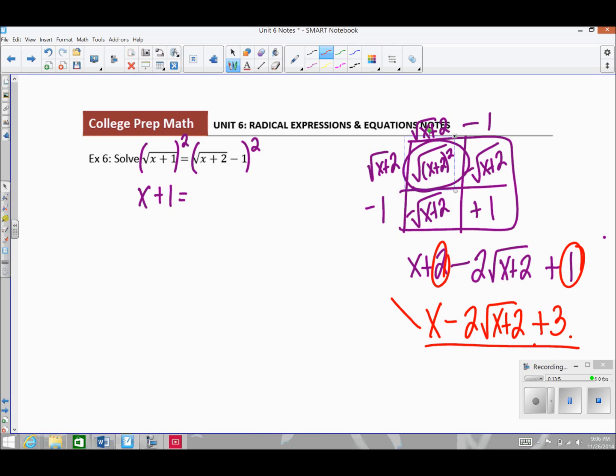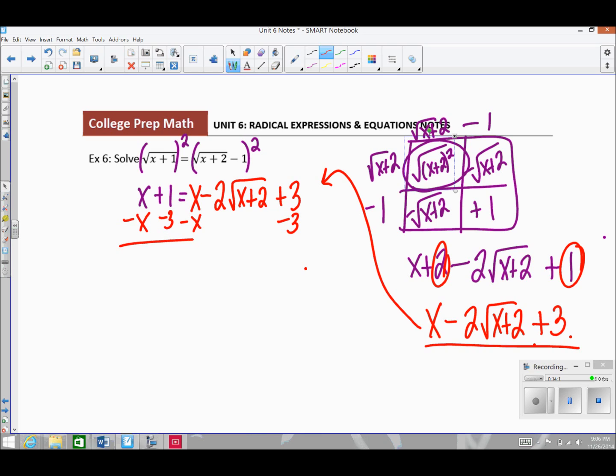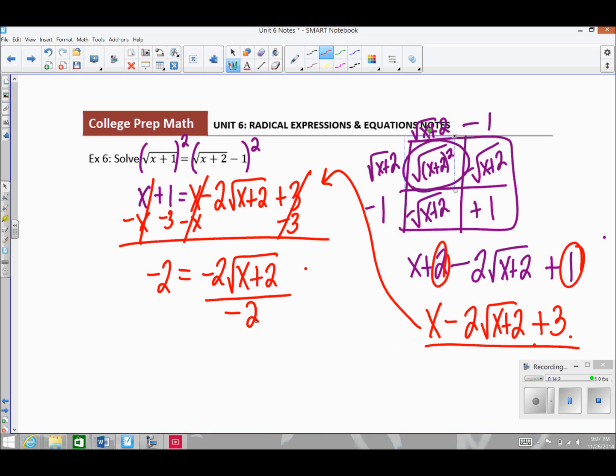This is going to come back up here. So I have x minus 2 square root of x plus 2 plus 3. And now you're going to combine any like terms that we have. So I'm going to subtract the x's over. I'm going to subtract the 3 over. So these x's cancel. These 3's cancel. I have minus 2 equals negative 2 square root of x plus 2. Again, remember my goal is to isolate that square root because you need to be able to square both sides again. So I get 1 equals the square root of x plus 2.